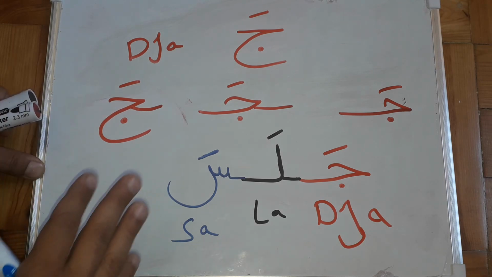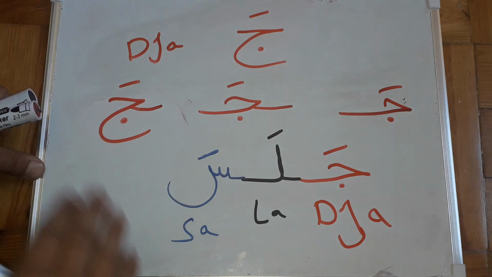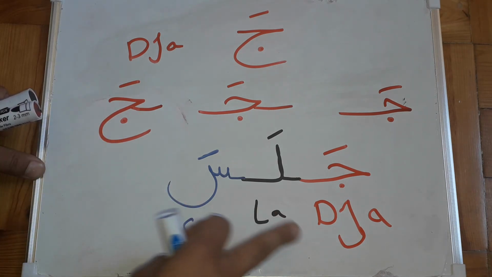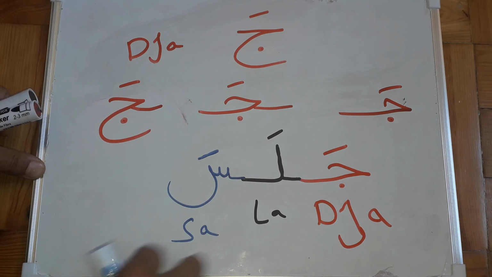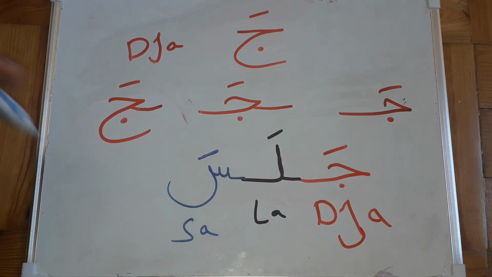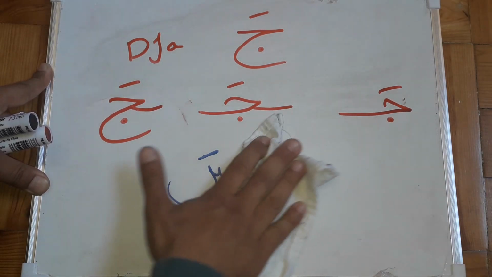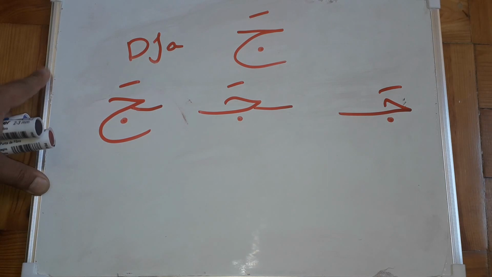Just focus with me on reading and writing, please. This is our main thing in this video. So, jalasa. Jalasa. Okay? So, let's move to another verb. Let's see ja in the middle of the word.